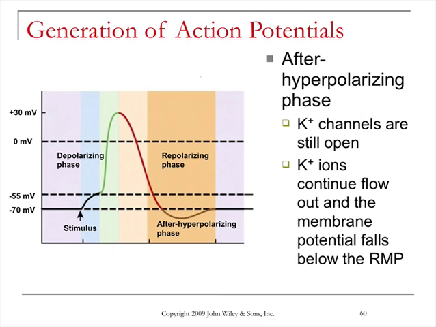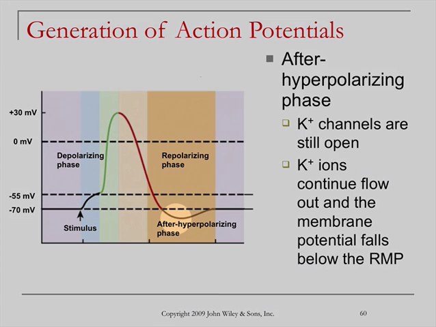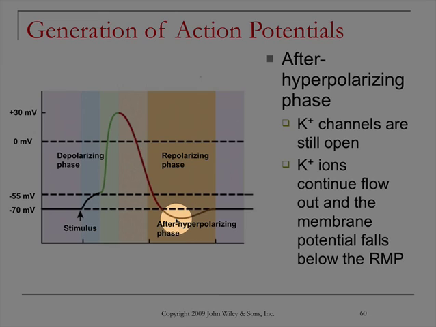Those potassium ions are continuing to flow out, and the membrane potential, again, as we just stated, falls below the resting membrane potential. Eventually, those potassium ion channels will close up, and the cell will revert back to the resting membrane potential.